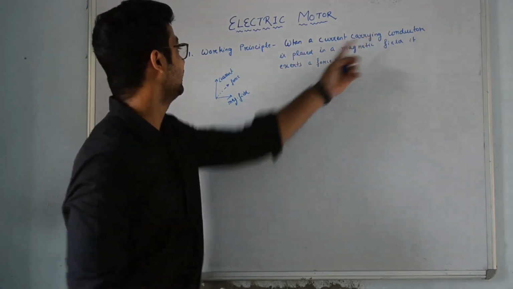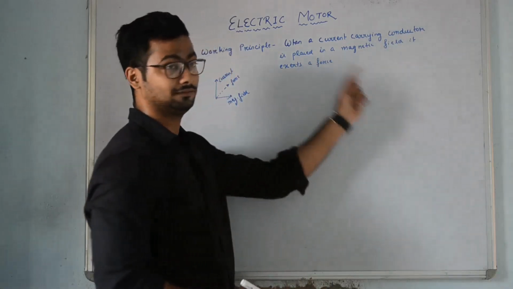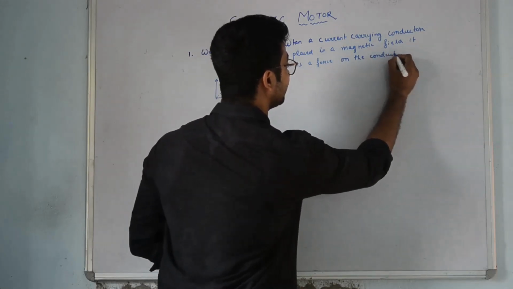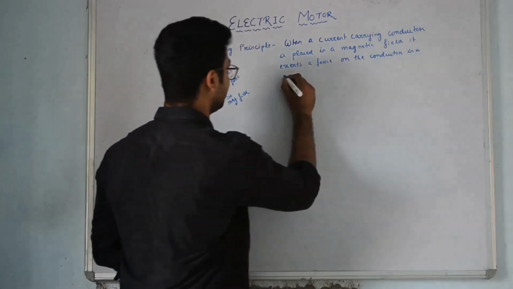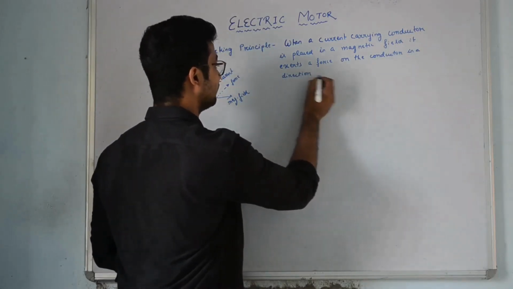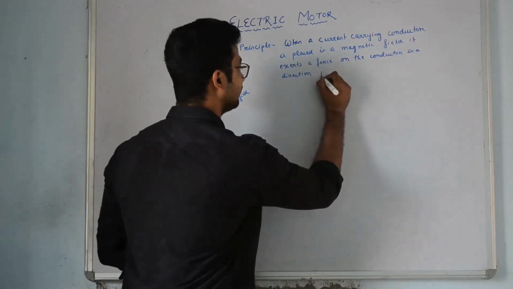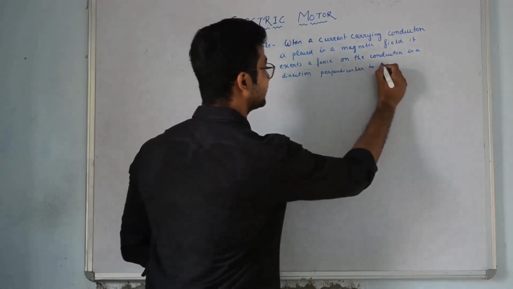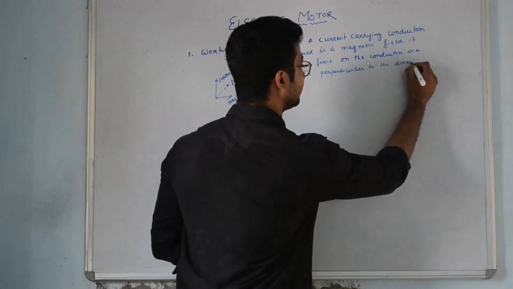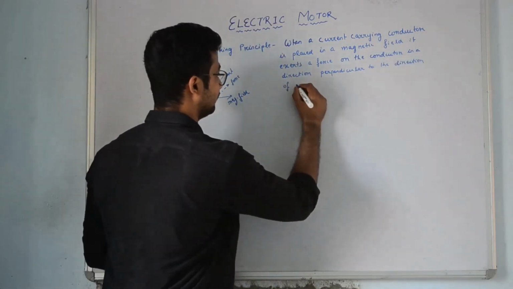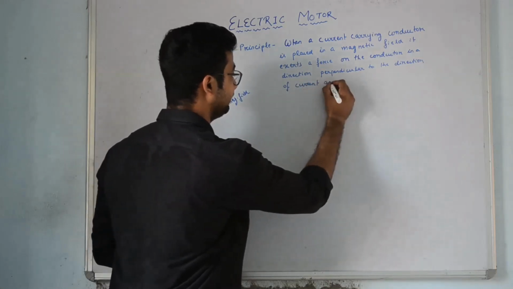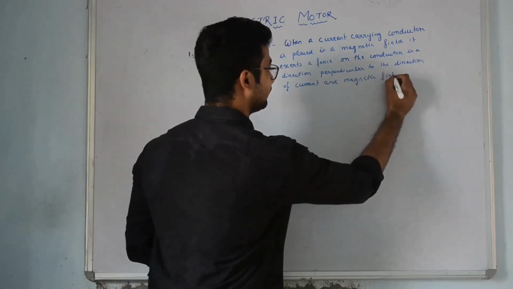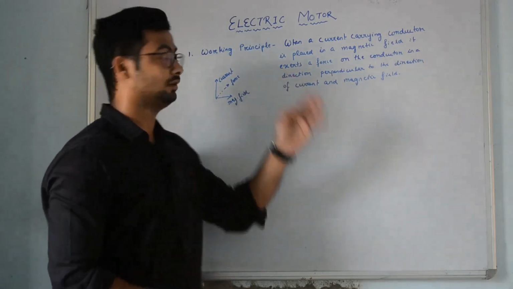When a current carrying conductor is placed in a magnetic field, it exerts a force on the conductor in a direction perpendicular to the direction of current and magnetic field. So this is the working principle of an electric motor.